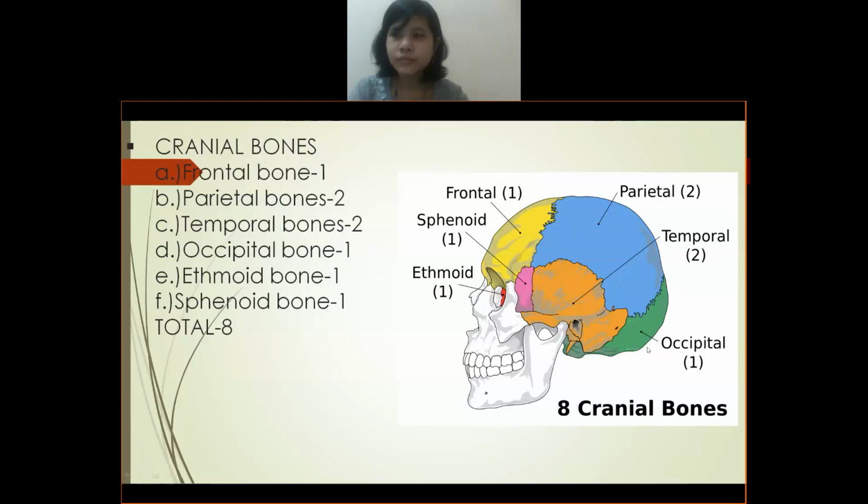All these are new names for you, very new, right? So try to learn the names also. Yes, ma'am. And next is the occipital bone. This is your occipital bone. Okay, can you see? And next is the ethmoid bone. This red color is the ethmoid bone. And next is the sphenoid bone. The sphenoid bone is here. I'll show you.